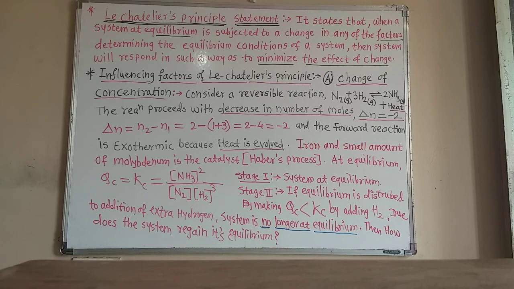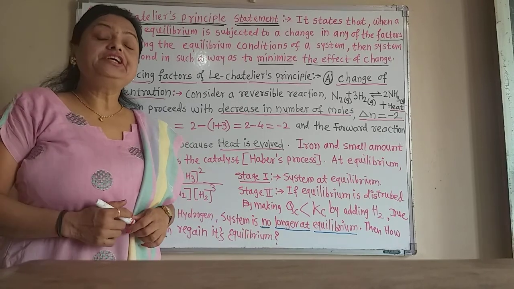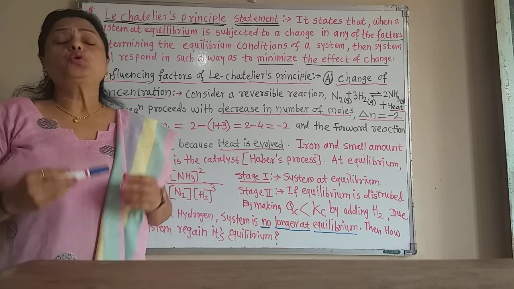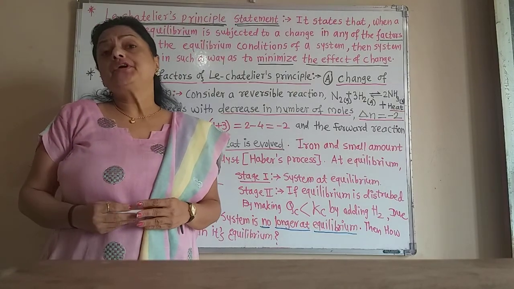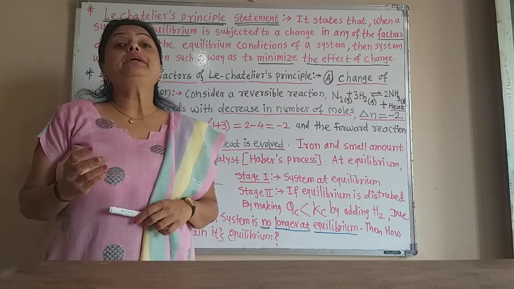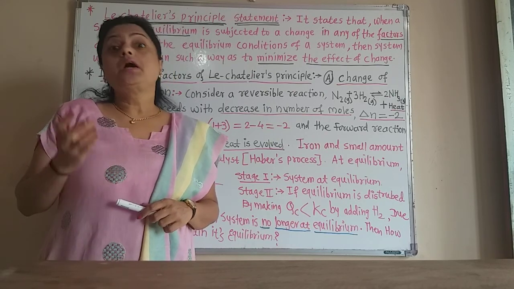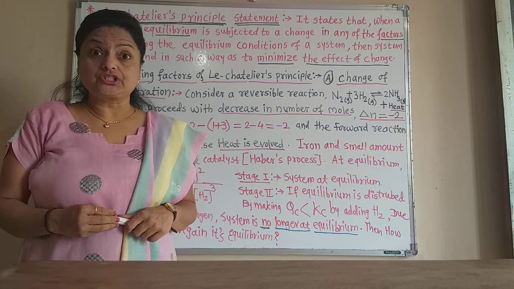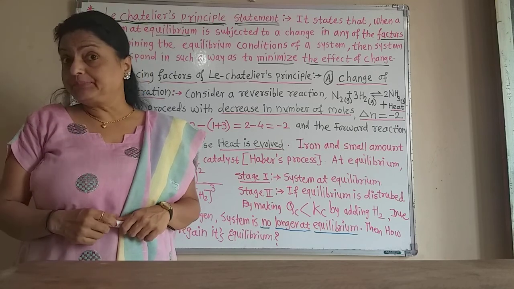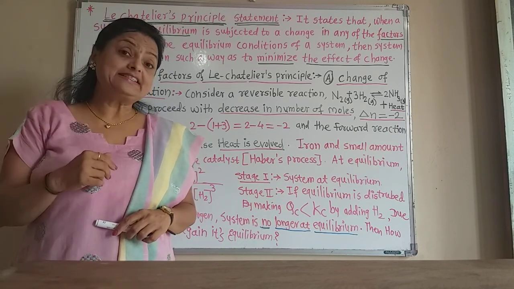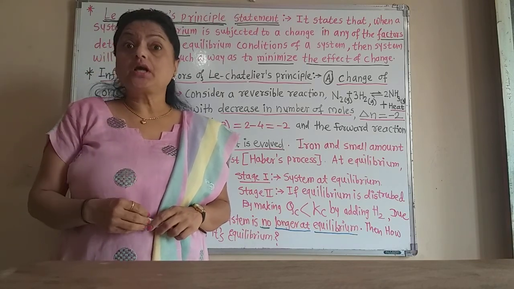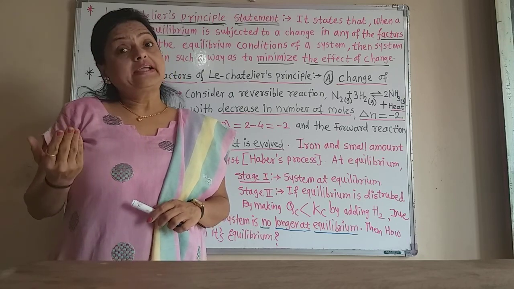Now let us learn a very important principle in chemistry. That is Le-Chatelier's principle, named after the scientist. He told about the equilibrium state and how the equilibrium state can be disturbed by different factors such as the concentration of the reactants or the concentration of the products if increased. If the concentration of a reactant is increased or decreased, again the temperature, pressure and catalyst also.